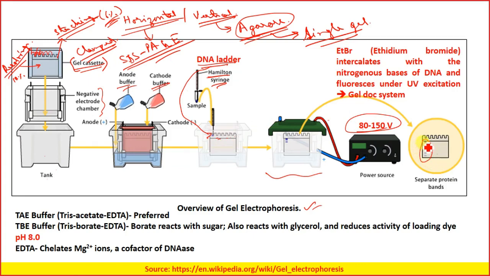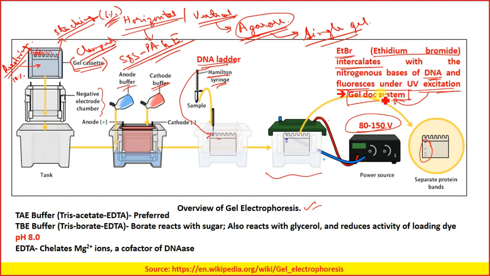Usually after the gel is complete, the gel is treated with ethidium bromide, EtBr, which intercalates with the nitrogenous bases of the DNA, and it shows fluorescence under UV excitation. Under this condition, you can look at it within a UV chamber. That UV chamber is regarded as a gel doc system.